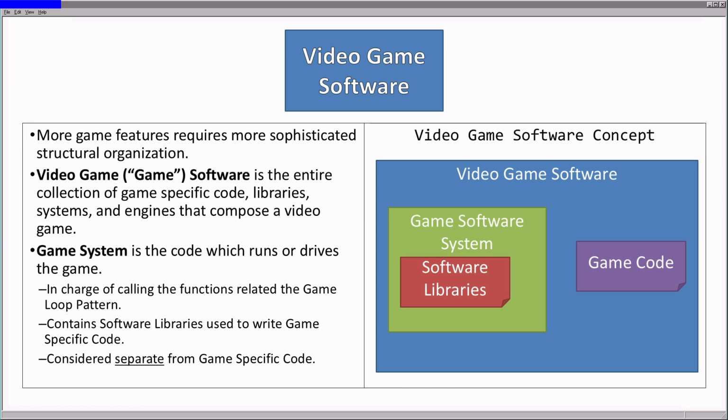The game software system is the code which runs or drives the game. Typically, it is the foundational software that calls or invokes the game loop pattern functions that we write in the game-specific code. It contains the software libraries used to write the game-specific code. However, this is commonly considered separate from the game-specific code. As mentioned, this is foundational code that we build our specific game from.